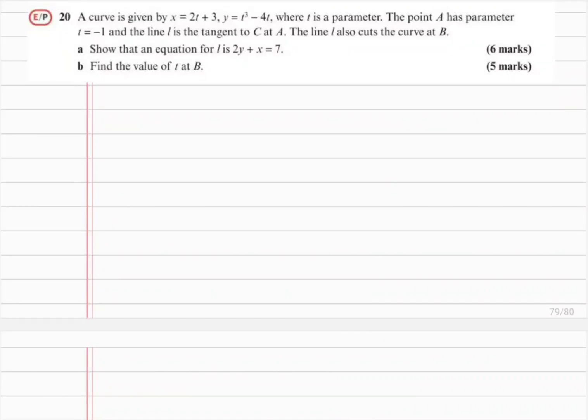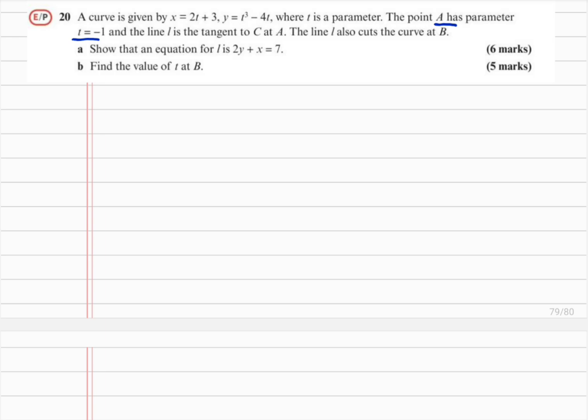Hi everyone, this video is on the mixed exercise 9 question 20. We have a curve with the parametric equation x is equal to 2t plus 3 and y is t cubed minus 4t. The point A has parameter t is equal to minus 1. This basically means that if you want to find the coordinates of point A, you just need to substitute minus 1 into the equations of x and y to get the x and y coordinates.